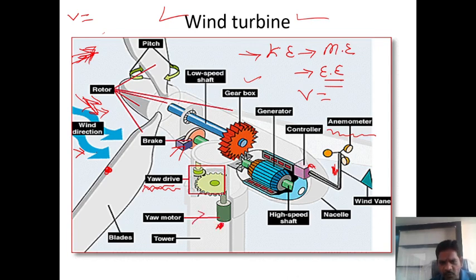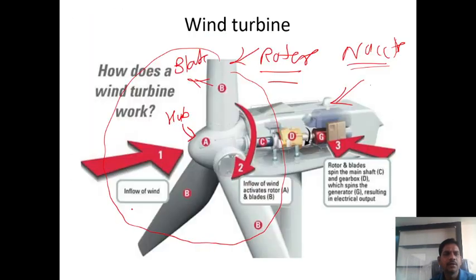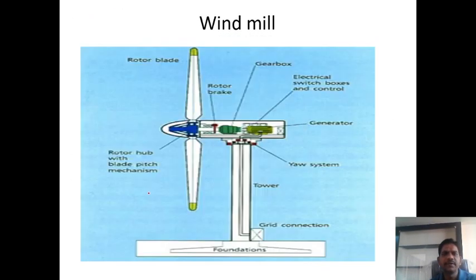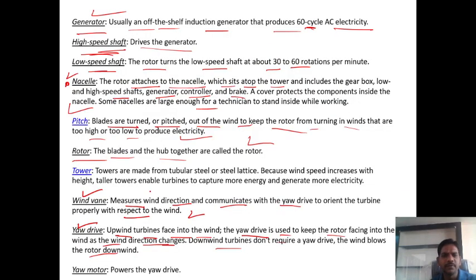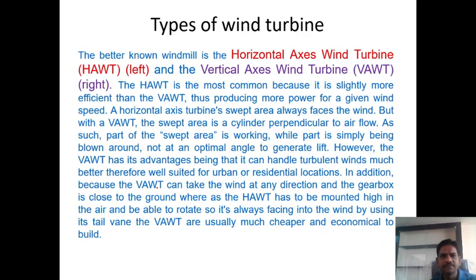This will be operated with the help of the yaw motor. What is this yaw motor? The yaw motor supplies the power to the yaw drive, and the yaw drive will work with it. So these are the various wind turbine components we have discussed. Now let's start another topic.